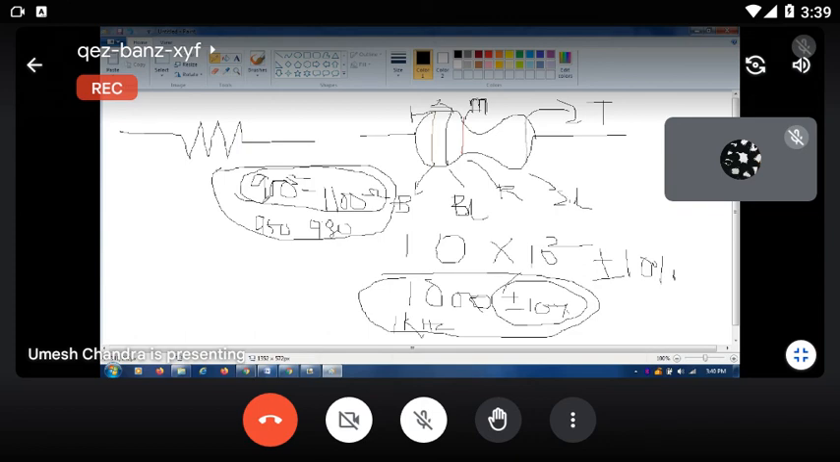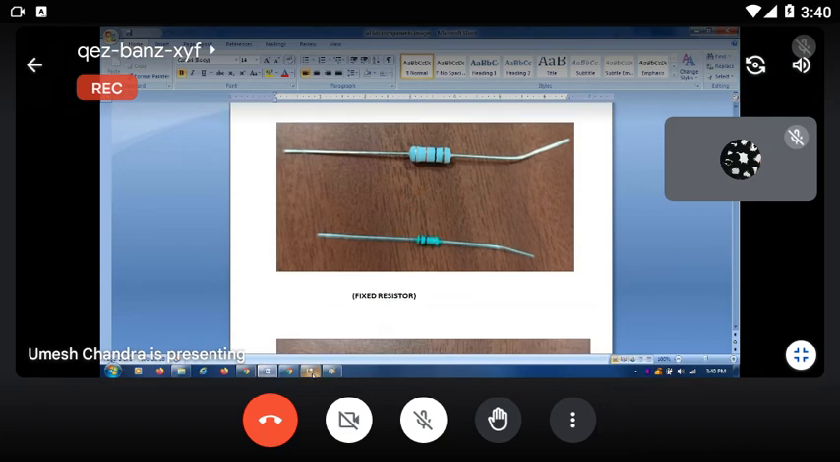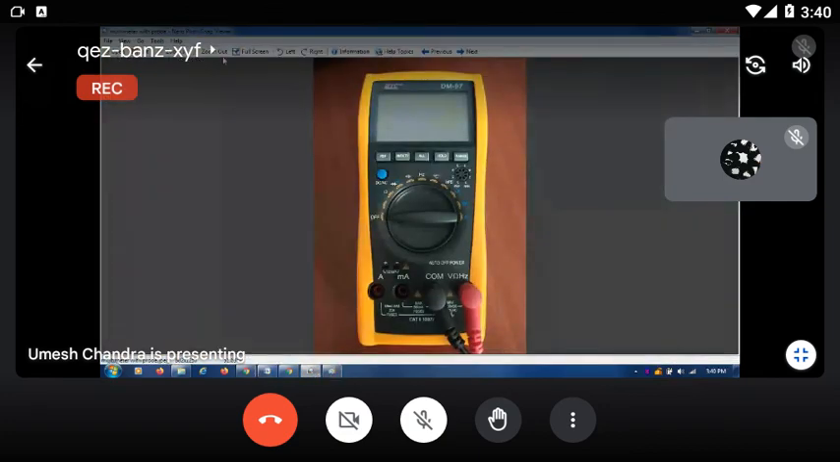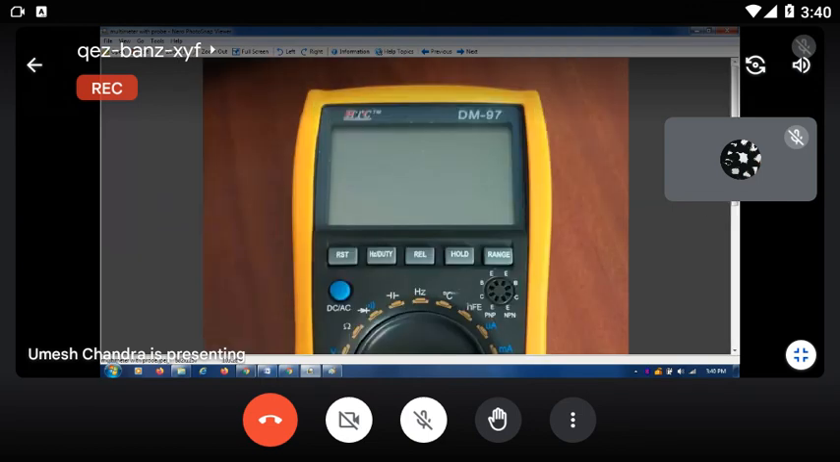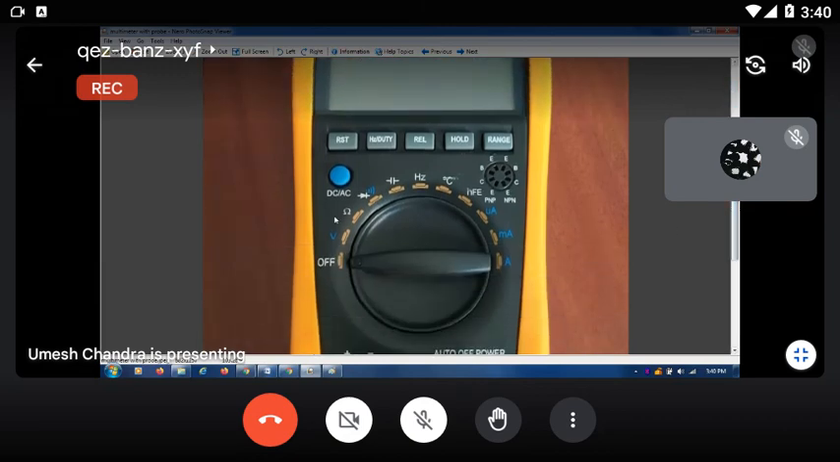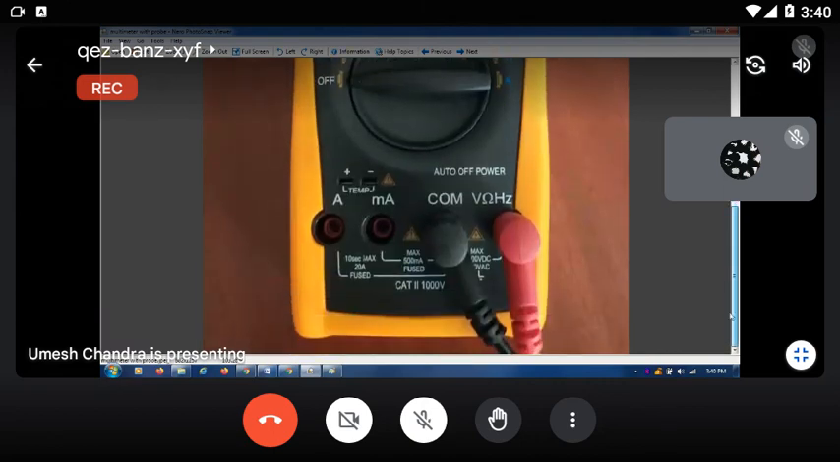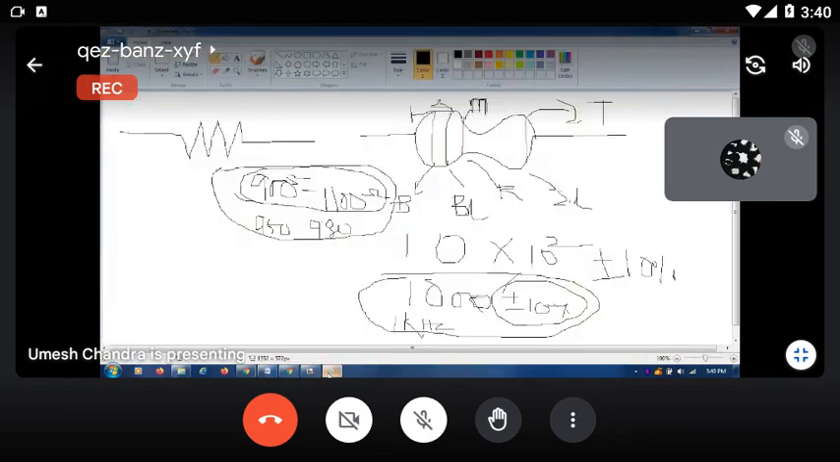Then how do you measure the resistance value by using a multimeter? First, select the multimeter. The black probe is connected to the common position, and the red probe is connected to the voltage point or ohm point. Then you turn the rotary switch and select the ohm range. Then connect the two terminals of the probe to the two terminals of the resistor. Then you see how much resistance value is shown on the multimeter.